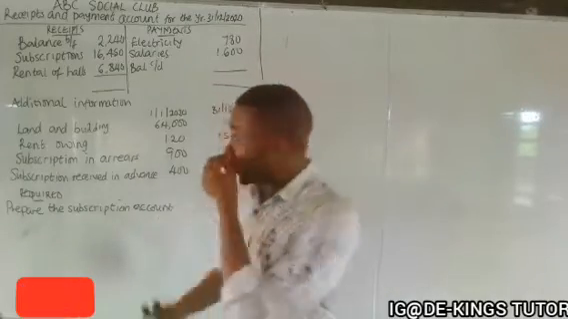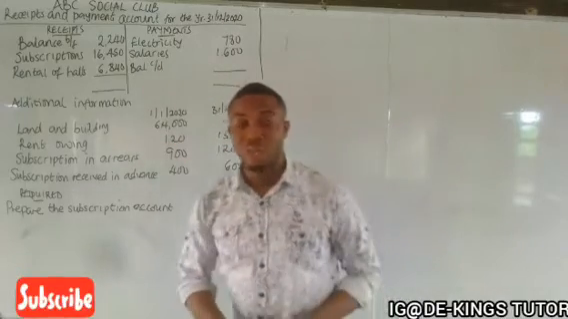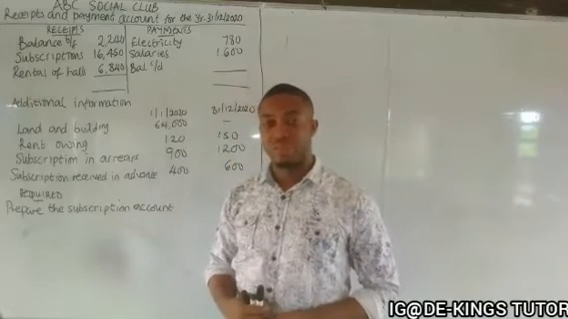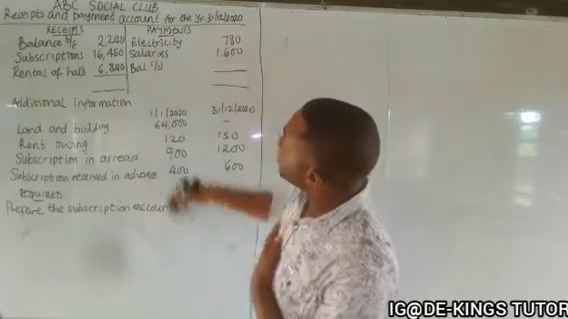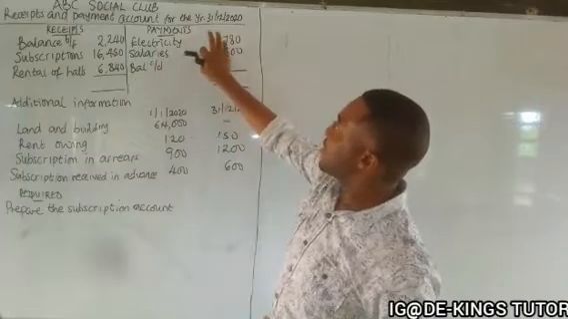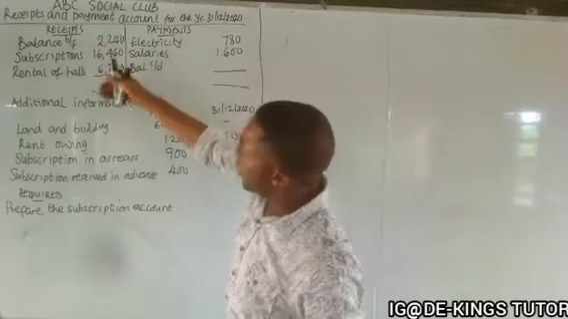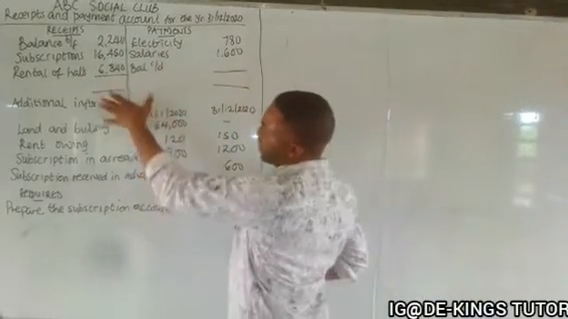Okay, now we want to see a question that relates to subscription account in a non-profit making organization. Now the question reads thus: ABC Social Club receipt and payment account for the year ended 31st December 2020. So this is the receipt they have and the payments. Okay, and this is the additional information.